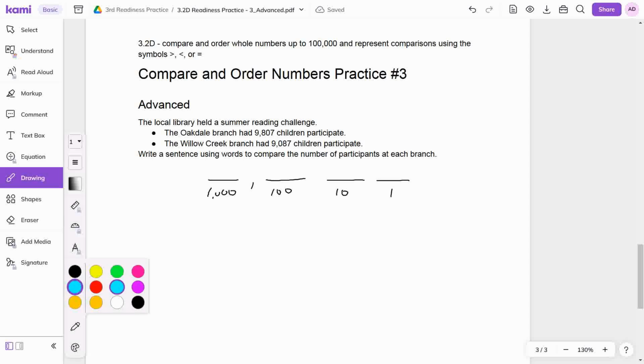All right, so Oakdale, let's use that one first, since that one comes first. I've got 9,807. We're not going to say 'and' 807. We're reserving the word 'and' for when we deal with decimals starting in the 4th grade. Willow Creek, 9,087. So you can see that Oakdale is larger because it has an 8 in the hundreds place.